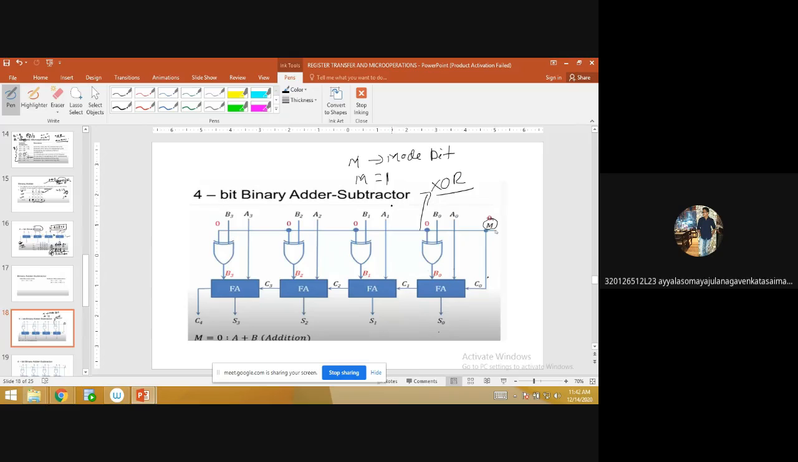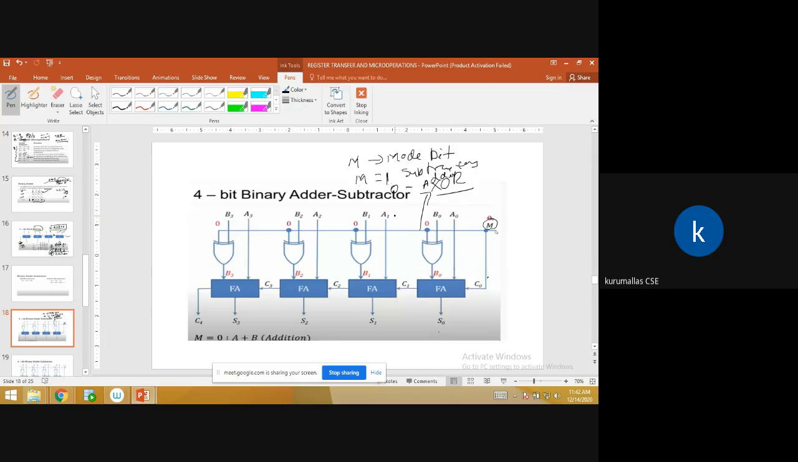Already I told while teaching, we'll discuss later. M equal to 1, the circuit is a subtractor. If m equal to 1, the circuit is acting as a subtractor. Okay, so if it is 0, it can be represented as an adder.